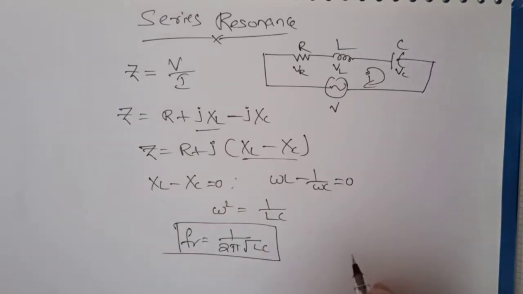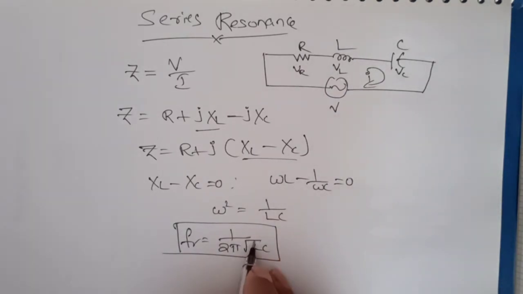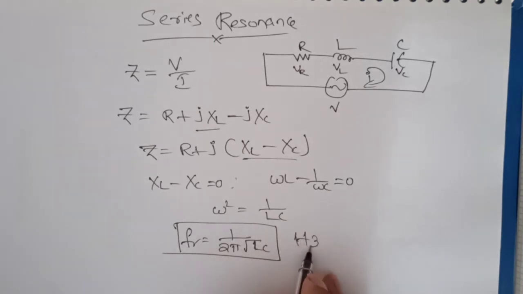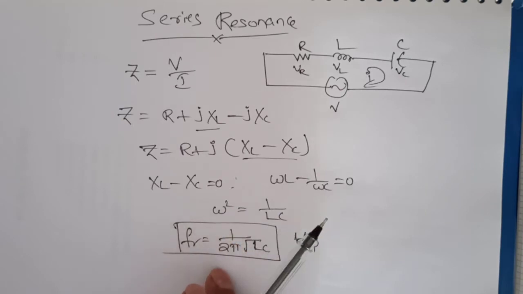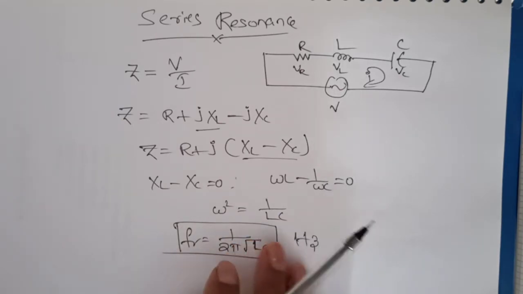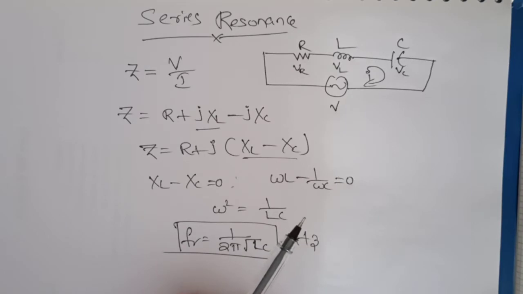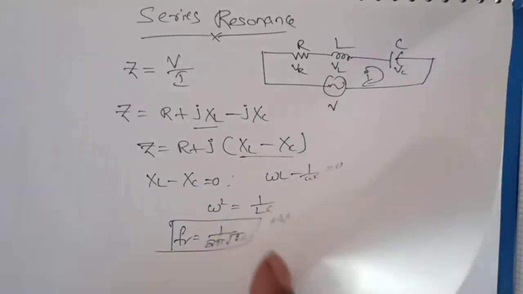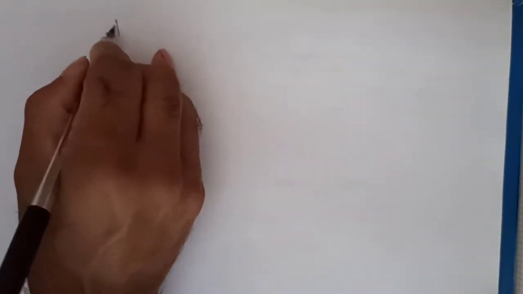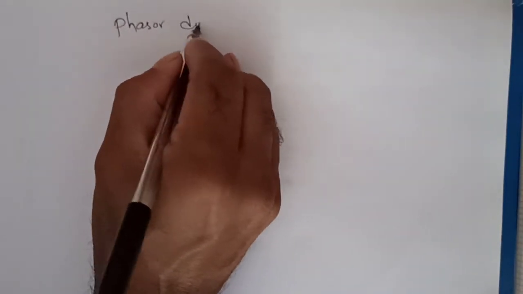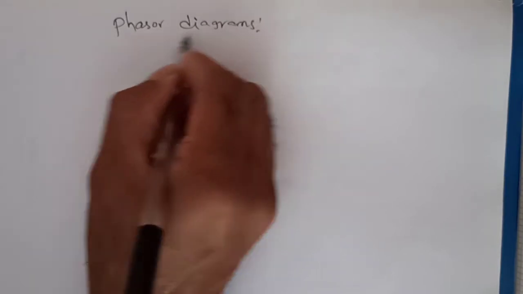This is one of the very important formulas. If you want to find the resonant frequency of the series resonant circuit, F equals 1 by 2 pi root LC. So in the series RLC circuit, resonance may be produced either by varying the frequency for given constant values of L and C, or by varying either L and C or both for a given frequency. We can now see the phasor diagrams of this series RLC circuit. These are very important to understand the concept of resonance.